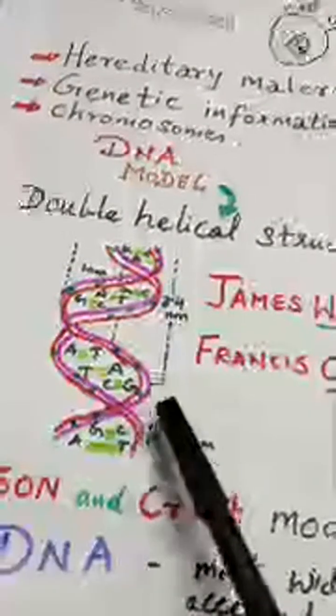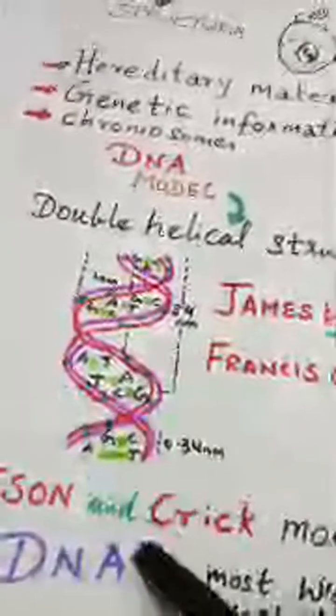That's what Watson and Crick said. The first and foremost discovery they made is that this DNA double helix is made of polynucleotides. The DNA molecule consists of two polynucleotides. One goes in one direction, and the other goes in the opposite direction.